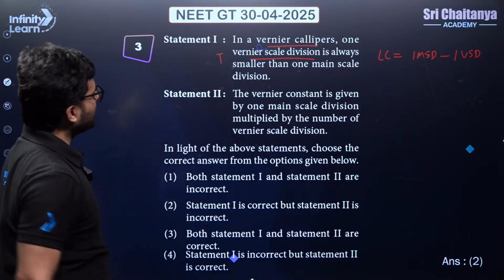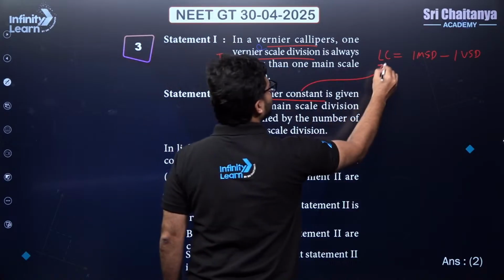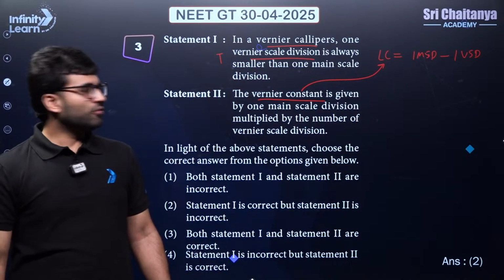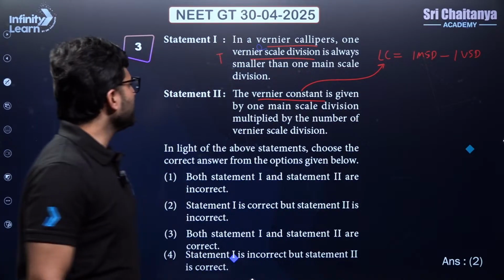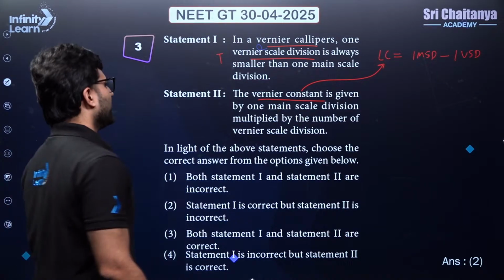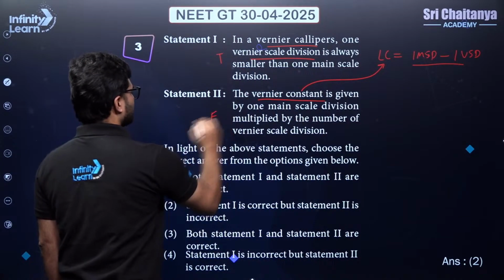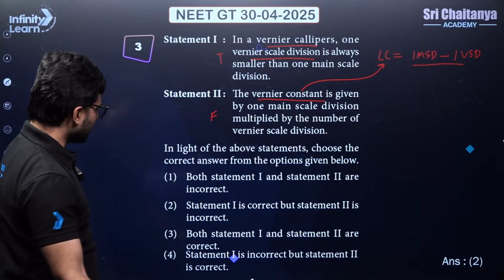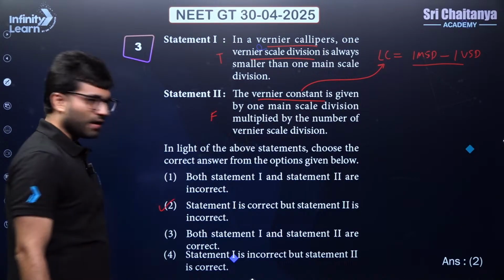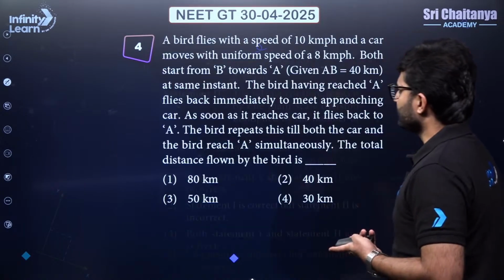So that is true, right? Now, what is the second statement saying? The vernier constant. What is vernier constant? Vernier constant is nothing but the least count only, right? So vernier constant is given by one main scale division multiplied by the number of vernier scale divisions. That is incorrect because it is the difference between the two, right? So that is false. So first statement is correct, second is incorrect. Understood? That is second. Now let's move ahead.